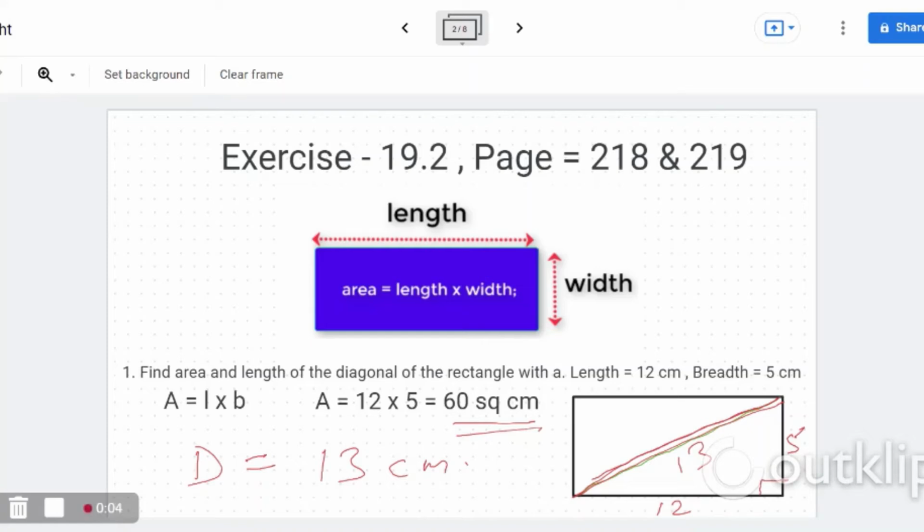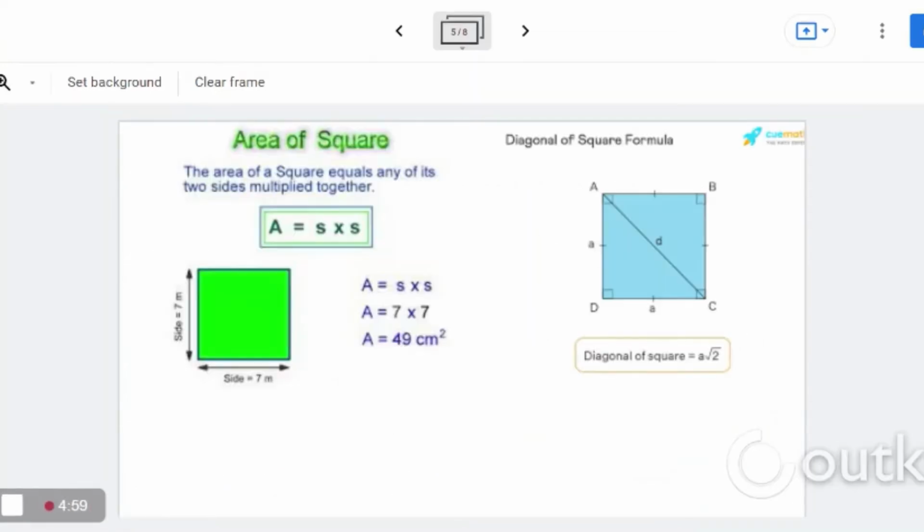Okay children, now let us move on to the square. This was all about finding the length of the diagonal of a rectangle. Now I move on to the square. Before that, please see I have just done question number 1A of page number 218. 1B is left for you. Please try to do it yourself.